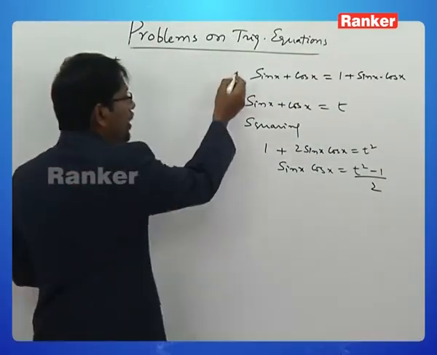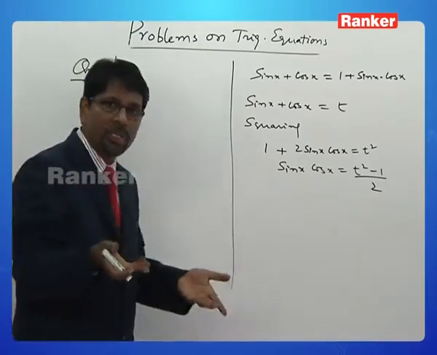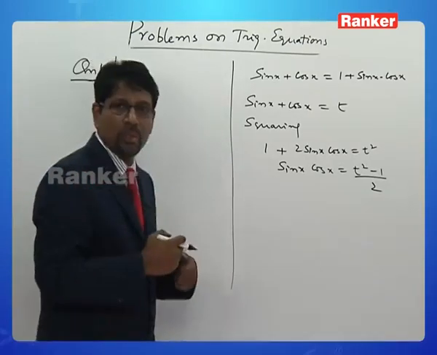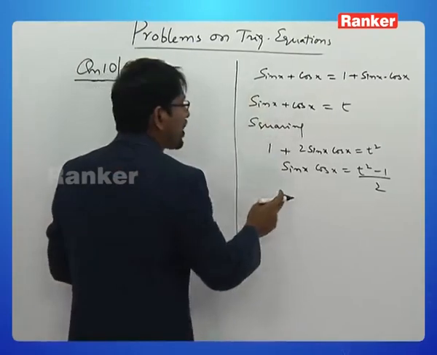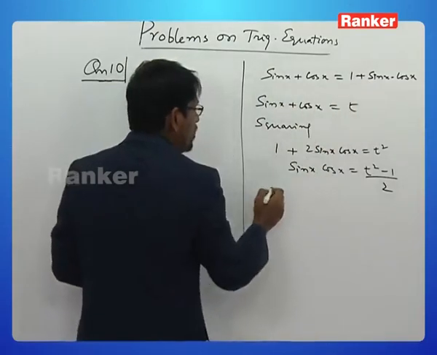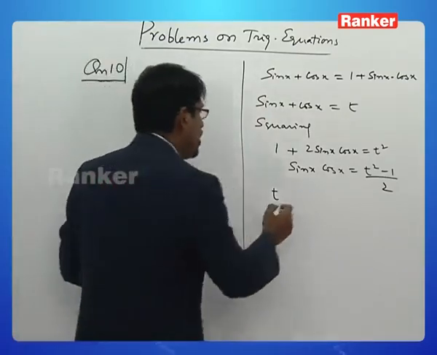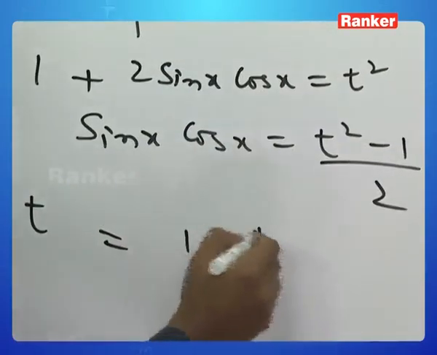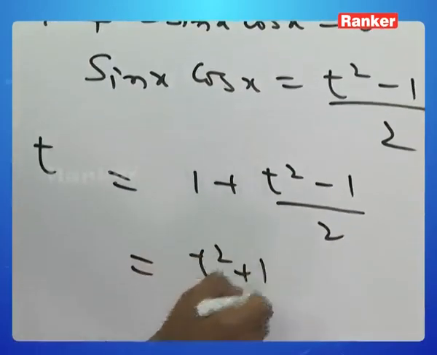So here we will rewrite the equation as an algebraic equation in t, solve for t, and then get back to the value of x. Okay, let's see how we do that. So sin x cos x is t square minus 1 by 2. The equation can now be brought in terms of t: t is equal to 1 plus t square minus 1 by 2, and that we can write as t square plus 1 by 2.